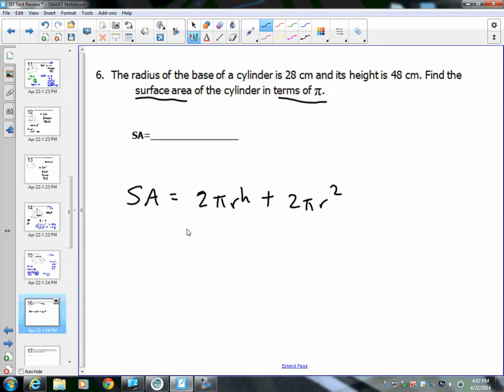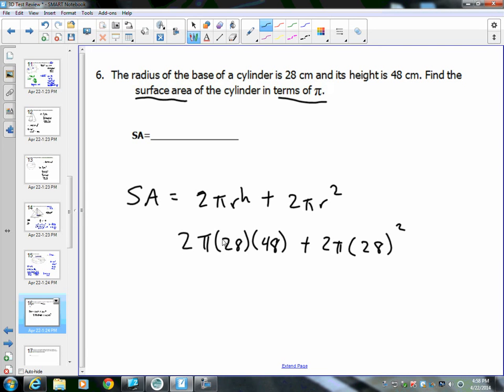Okay, so let's start plugging some numbers in. We got 2 pi radius. It tells us the radius of the base of the cylinder is 28. The height is 48, plus 2 pi, again radius 28 squared. Okay, so on the left side of this plus sign, I'm going to do all of this stuff first.